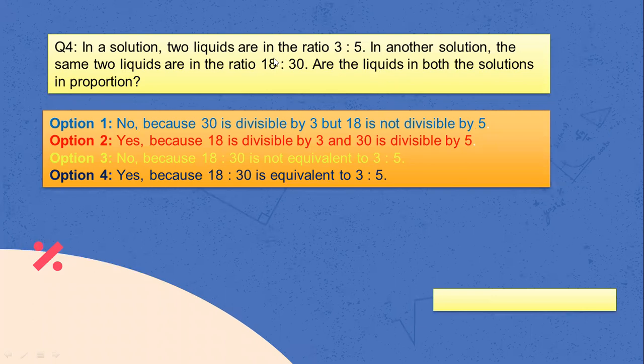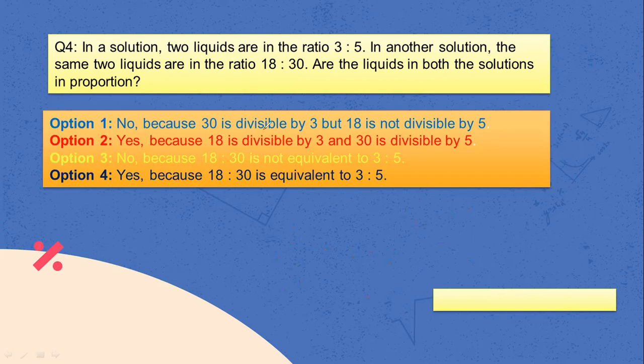In a solution, 2 liquids are in the ratio 3:5. So here you can see that there is a solution in which liquids are in the ratio 3:5. In another solution, the same 2 liquids are in the ratio 18:30. Are the liquids in both the solutions in proportion? Again, the basic concept of proportion you can apply. One is 3:5 and the next one is 18:30. If you simplify 18:30, you divide by 6, you are getting 3/5. So yes, it is equivalent. So let us read the options and see where the reasoning is right.